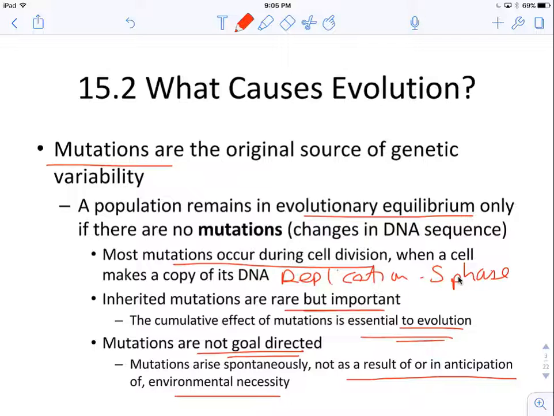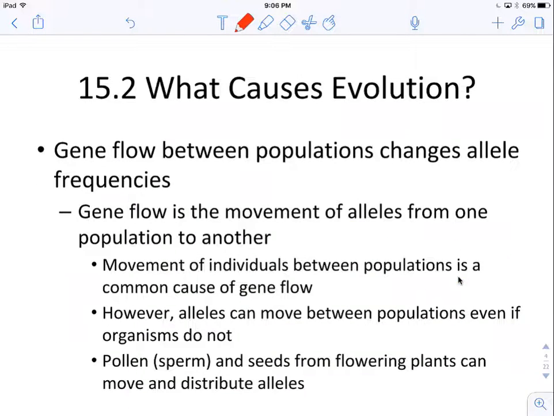It's like, I think the temperature is going to start escalating, so I will spontaneously mutate and evolve proteins that will withstand higher temperatures. No, you can't do it that way. All right. So that's mutation.